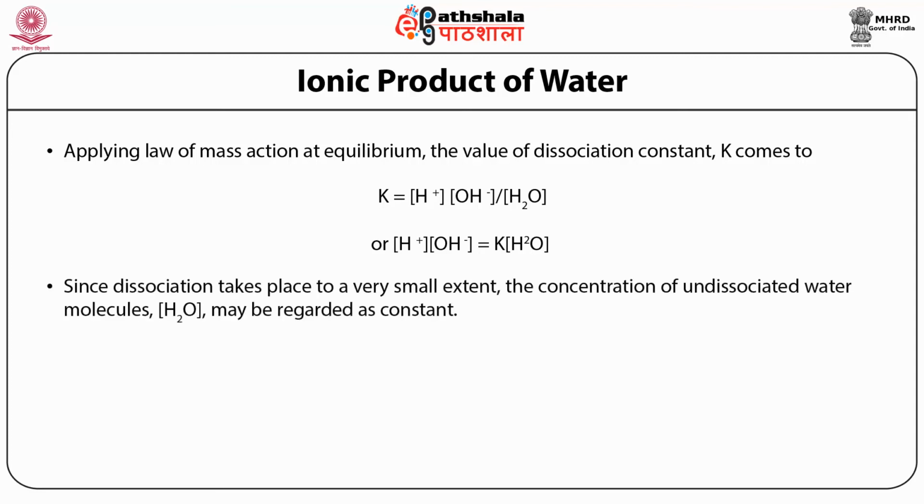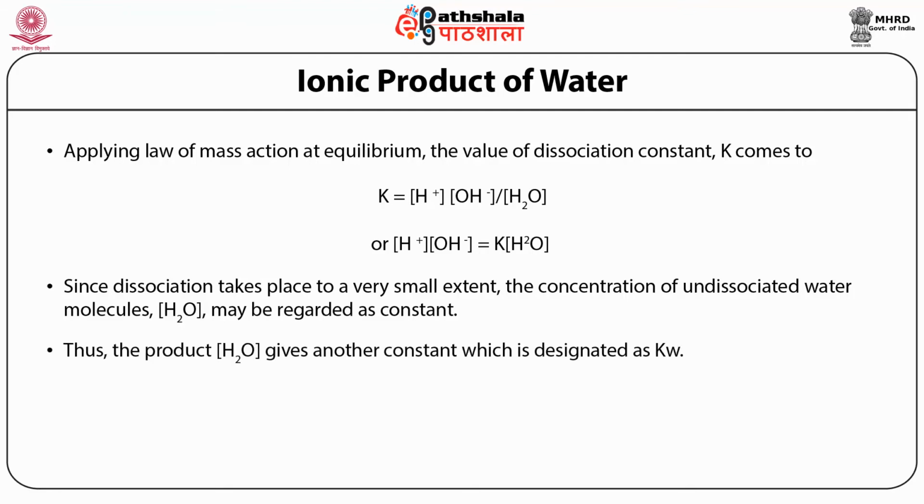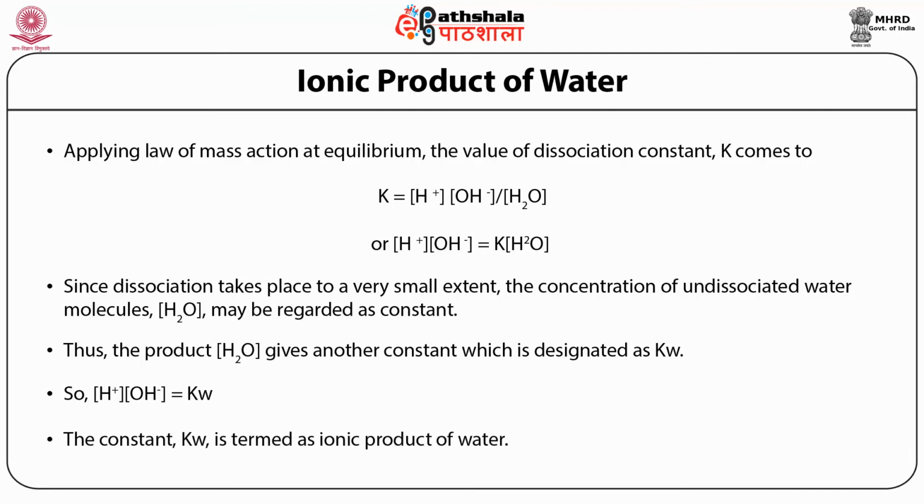Since dissociation takes place to a very small extent, the concentration of undissociated water molecules may be regarded as constant. Thus, the product K times [H2O] gives another constant, which is regarded as Kw. [H plus][OH minus] is equal to Kw. This constant Kw is termed the ionic product of water.